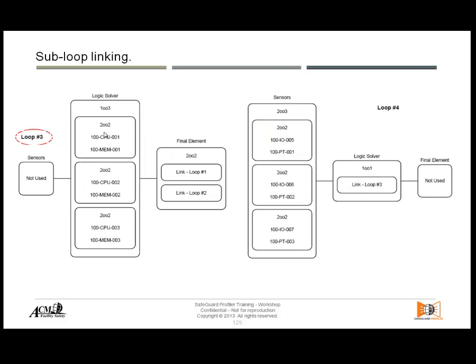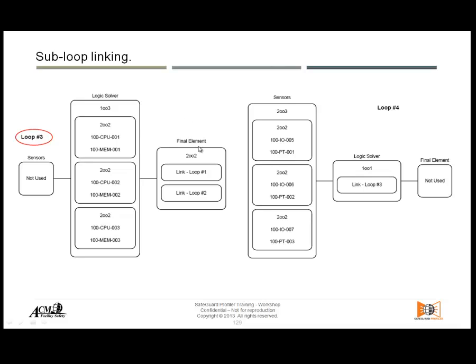So now I'm going to create a third safety implemented function loop, loop number 3. In this loop number 3, I'm going to concentrate on creating the elements of a logic solver, for example a 1 out of 3 CPUs. So I have a 2 out of 2 CPU with memory, and this is a configuration, maybe some type of logic solver which has some modularity inside, redundancies, and so on.